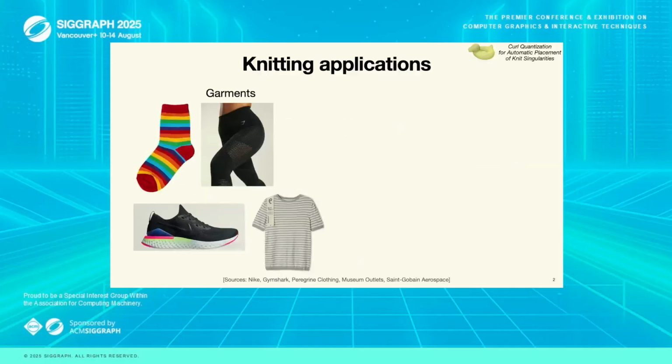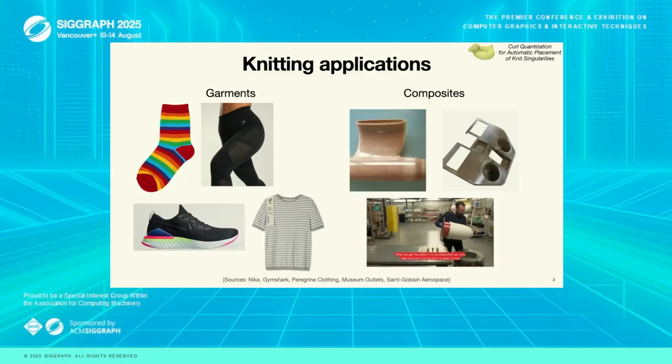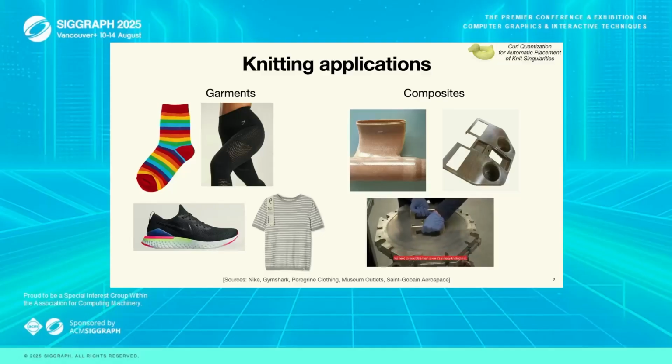So knitting applies to the whole garment industry. We have standard clothing like socks and t-shirts, but also more exotic garments like these stretchy seamless fabrics or even shoes. But there's also a growing demand for technical applications like these composites, which is essentially resin reinforcement with a knit preform, which allows introducing shaping in these high performance mechanical pieces.